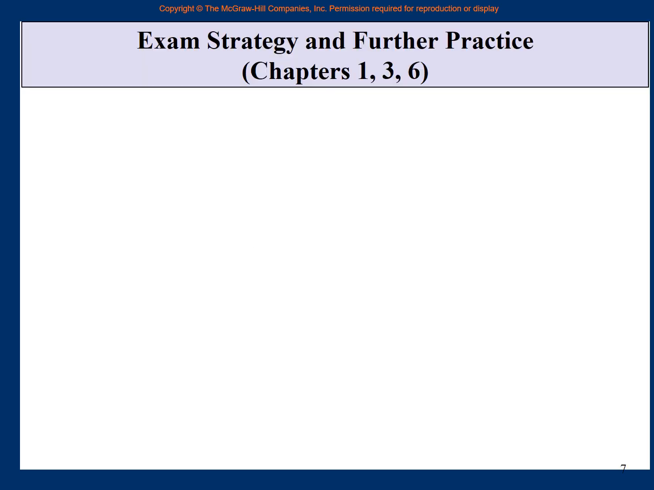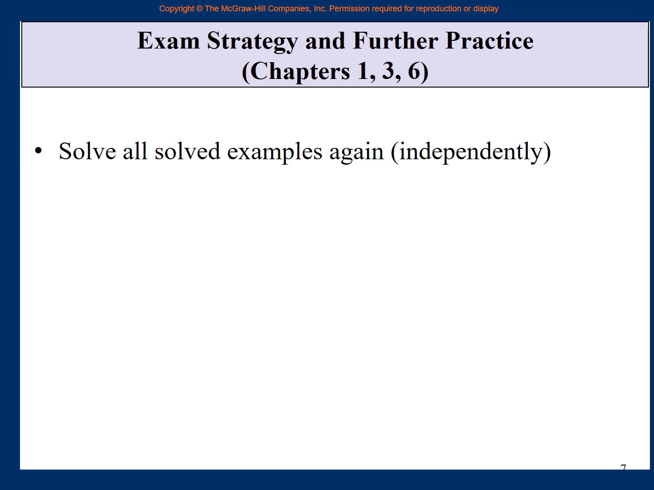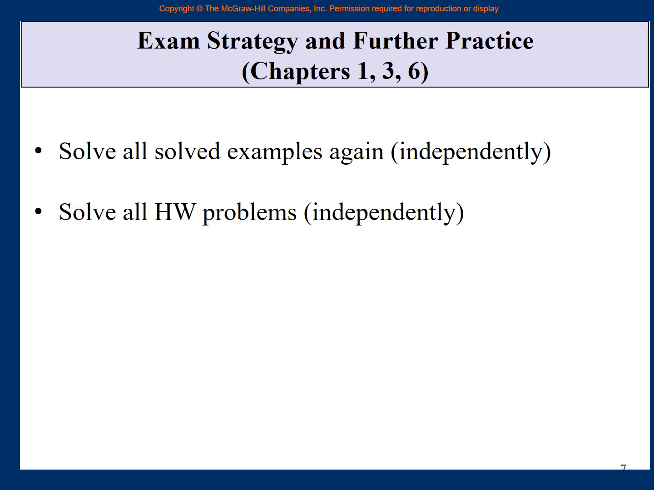So in the end, just exam strategy and further practice. You know that we have only covered chapters 1, 3 and 6 for your midterm. So the first thing, solve all solved examples again independently without looking into the solution, without taking anybody's help, right? In the lectures and in the book, all solved examples of chapters 1, 3 and 6, do them again as a practice independently. Next, solve all homework problems independently, right?